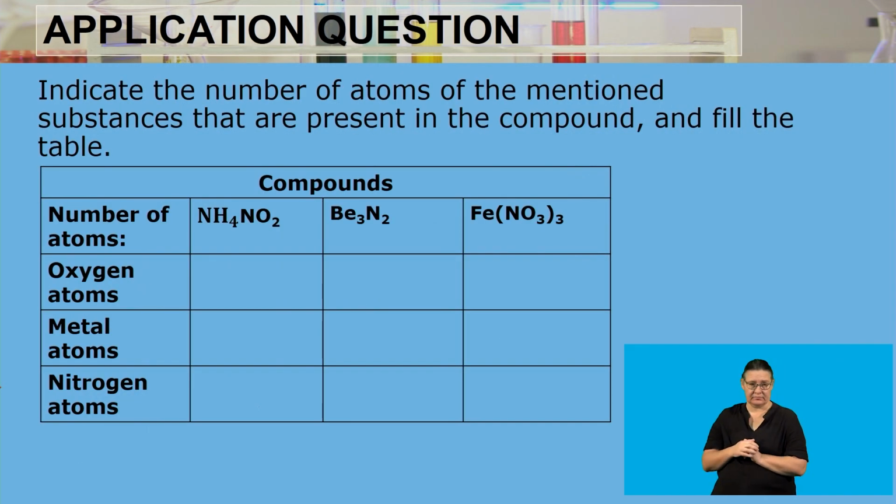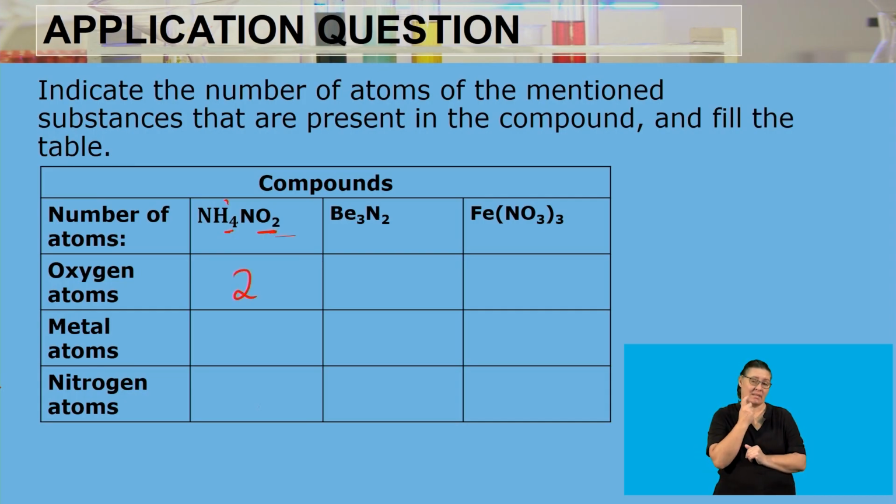So next question. We need to indicate the number of atoms of the mentioned substances that are present in the compound, and we need to also fill in the table based on the information that is given. So we have our first compound there, NH4NO2. Remember that this 4 is specifically for the H and this 2 is specifically for the O. So when we are counting the number of oxygen atoms in this particular compound, we have 2 O's. So we have 2 oxygens.